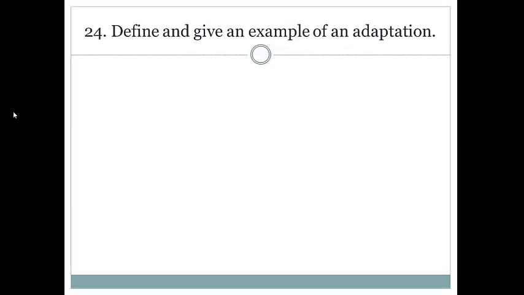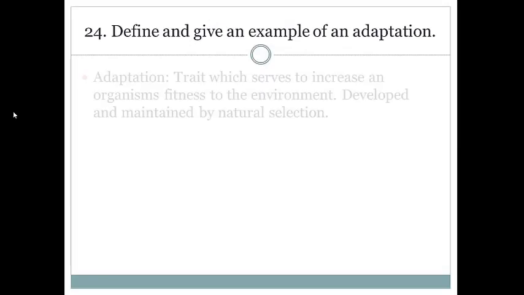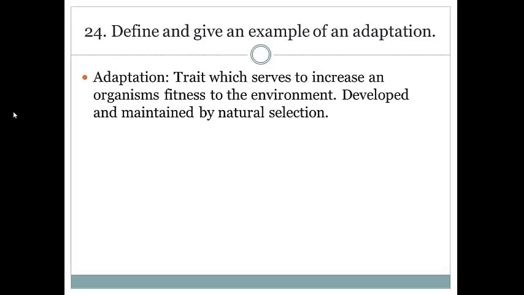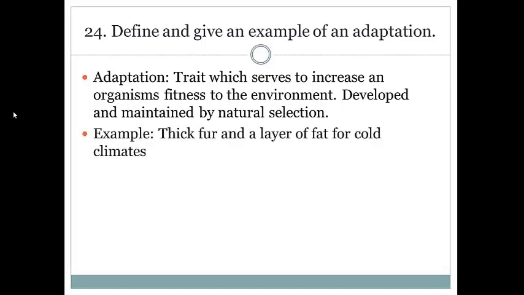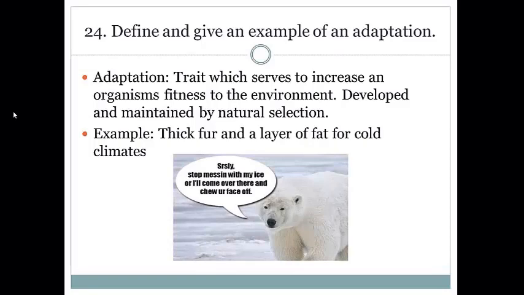24 is to define and give an example of an adaptation. So an adaptation is just some trait which helps to increase an organism's fitness to the environment. So it is developed and maintained by natural selection. So an example could be thick fur and a layer of fat to help an organism survive in cold climates, such as this polar bear who really wants you to stop messing with his ice.